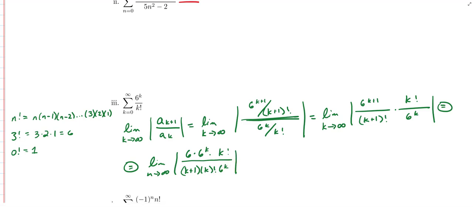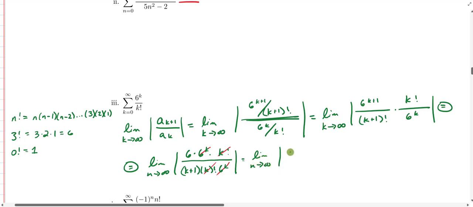And so now we've got some terms that cancel. The factors of k factorial cancel, the factors of 6 to the k cancel, and so we're left with the limit as k approaches infinity of 6 over k plus 1. This limit's almost as good as we could hope for, in that this limit is 0. And so the series converges by the ratio test.